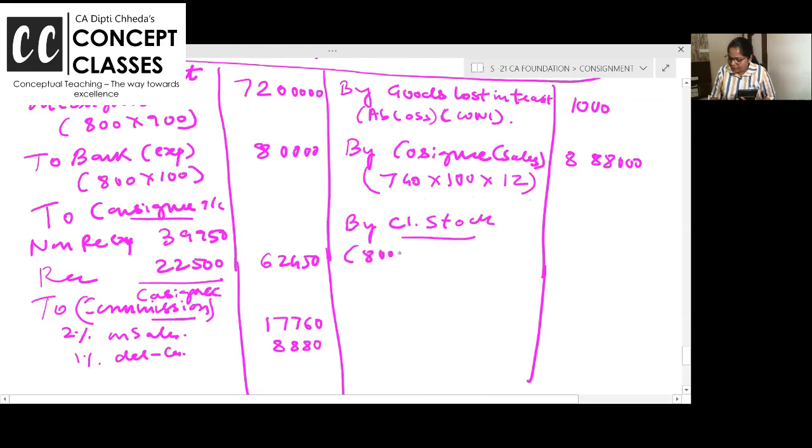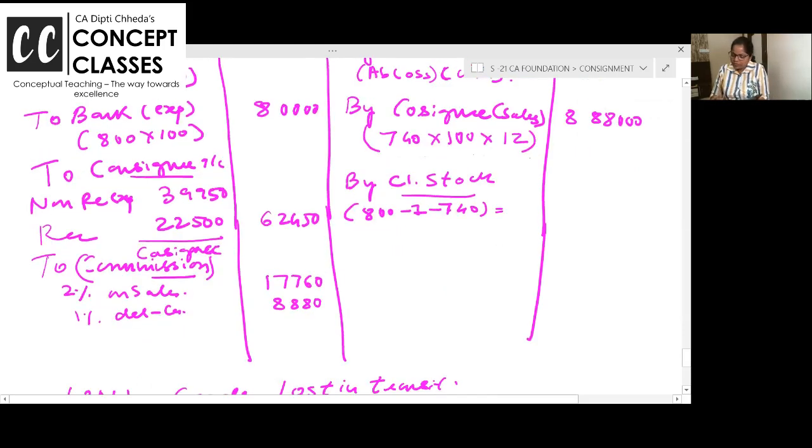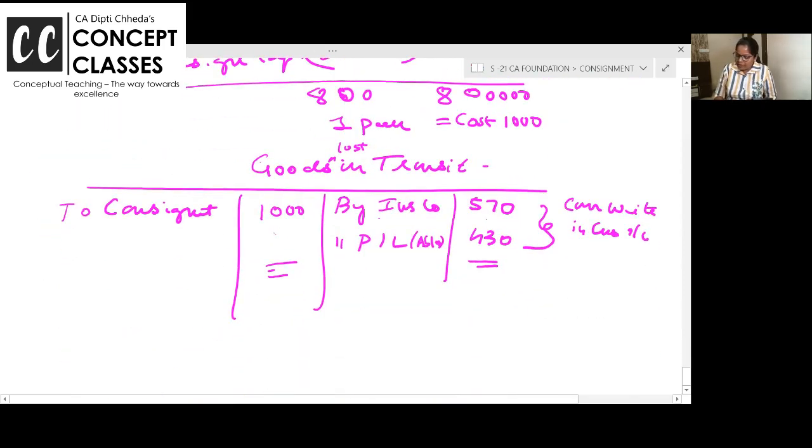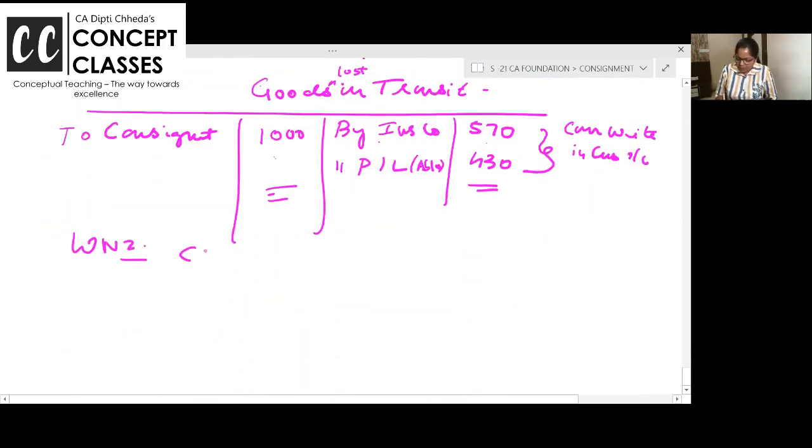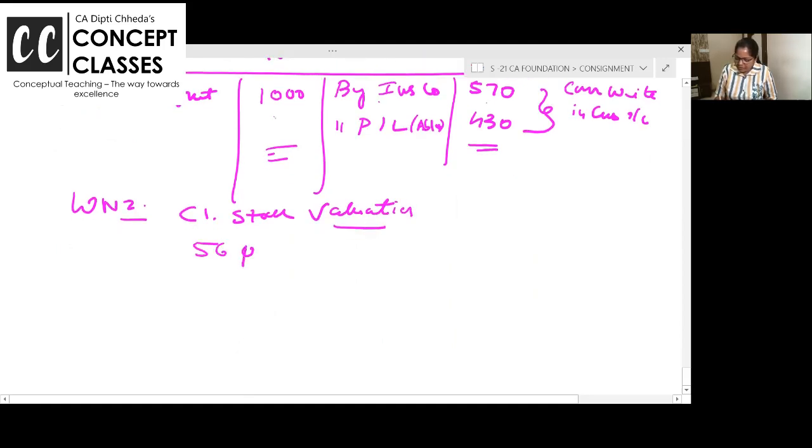Out of 800, 1 is lost in transit and 740 are sold. So what is the consignment stock account? 800 minus 1 minus 740 units are sold. 56 units, working note 2. Working note 2 में आ जाओ. Closing stock valuation. 56 packets. How much is my cost? 900. 56 into 900.